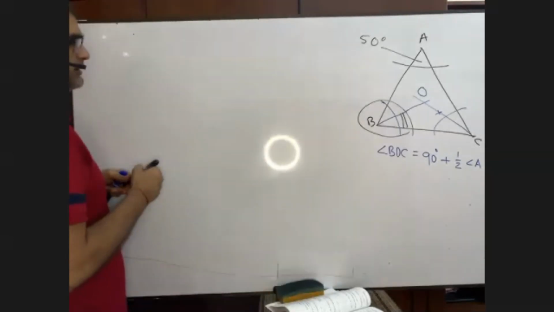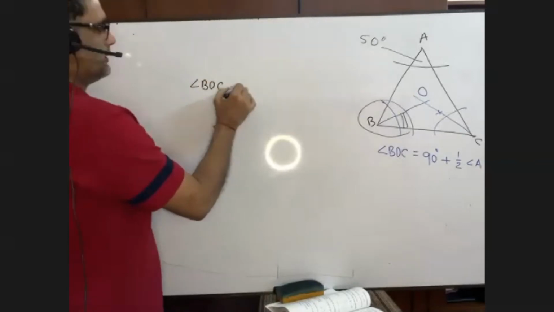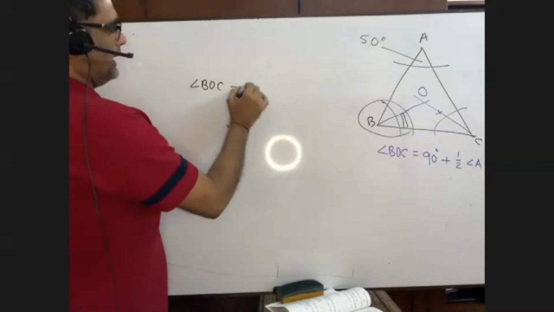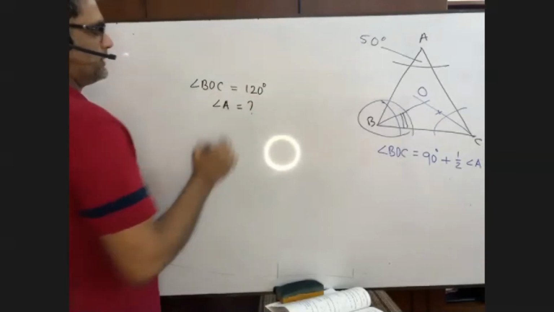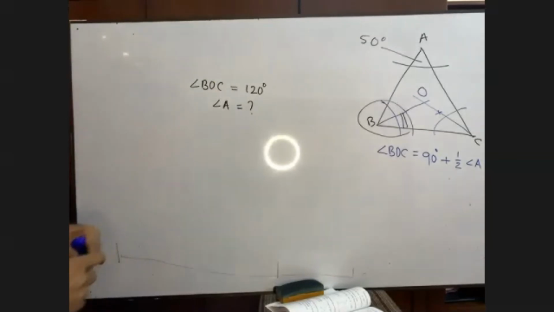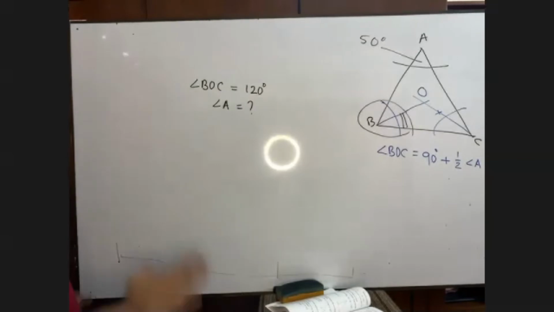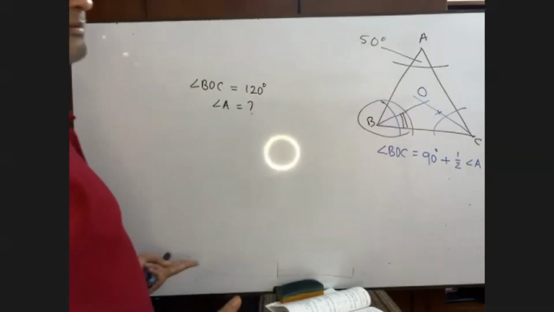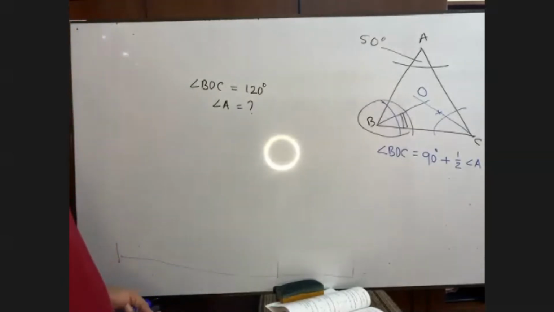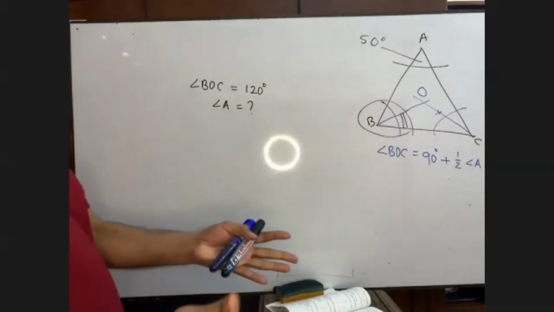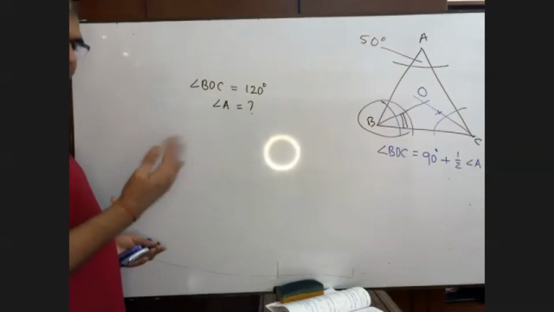Now, suppose angle BOC is given as 100 degrees. You are told to find angle A. Can you find it, please? Have you got how the maths are given in the exam? 60 degrees, sir. Angle A is 60 degrees, so 90 plus half into 60.